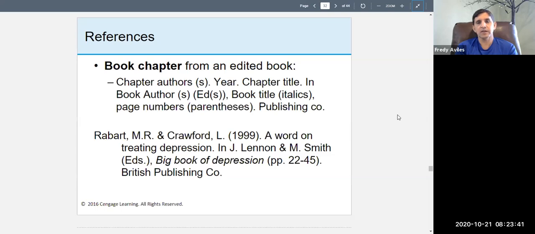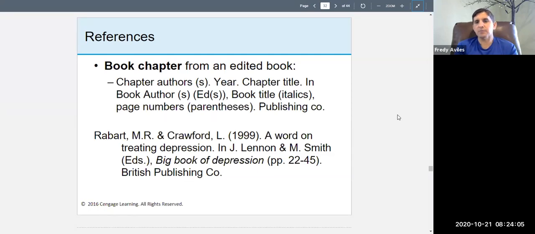Okay, and the editors put the whole book together. Those are some very good books. Some of the best research-based books are going to be in that form, okay? And in that case, what you actually cite are the authors of the chapter in your paper. So you need to use the book chapter method, okay?